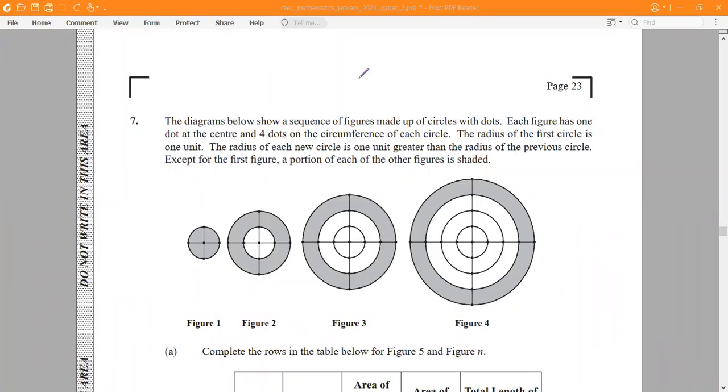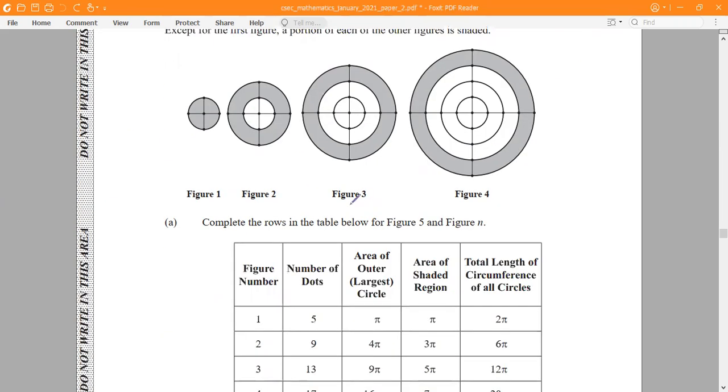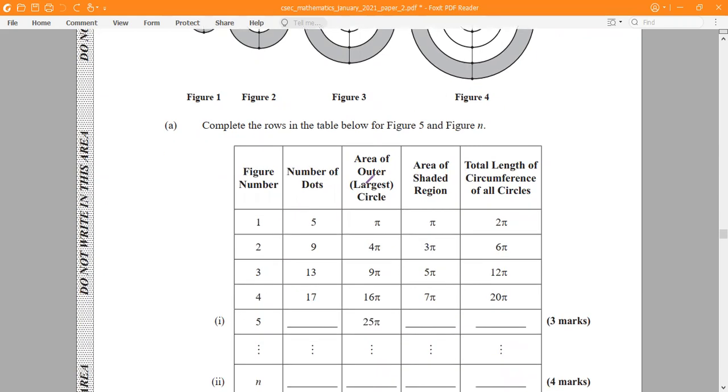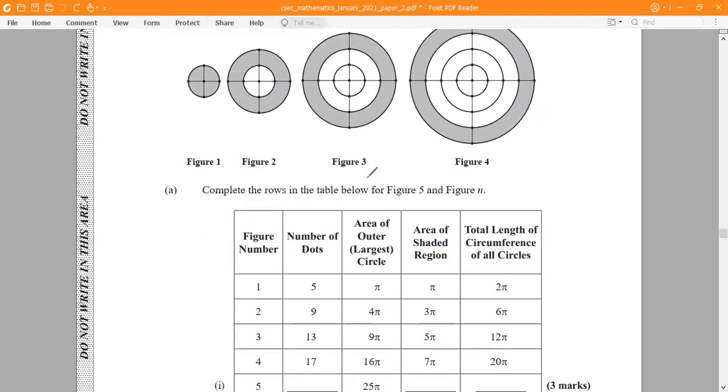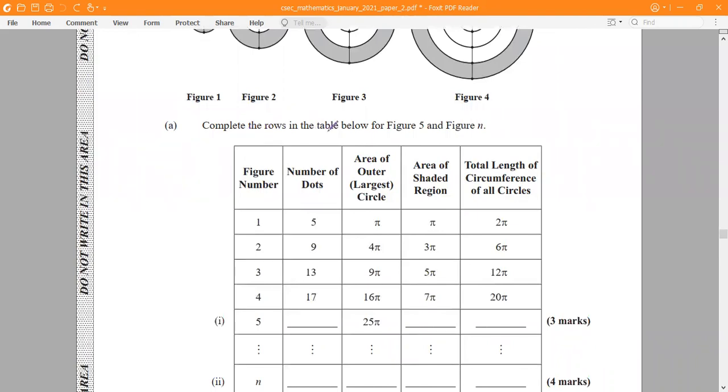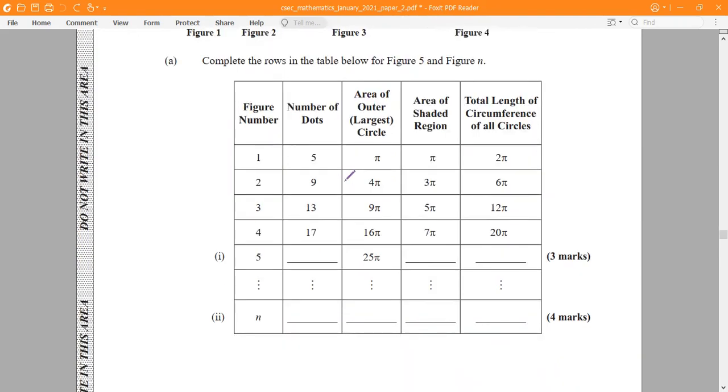Good day, everyone. We are working out number 7 of January 2021, paper 2, CSEC maths. We are given some diagrams in a sequence, some circular diagrams, and we are asked to fill out a table and complete the rows based on these diagrams. This question is about investigating patterns. Okay, so let's look at what is required of us. Complete the rows in the table below for figure 5 and figure n.